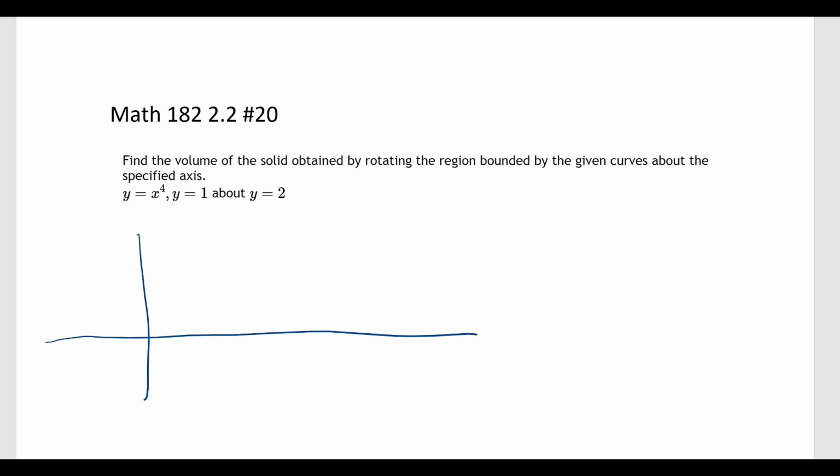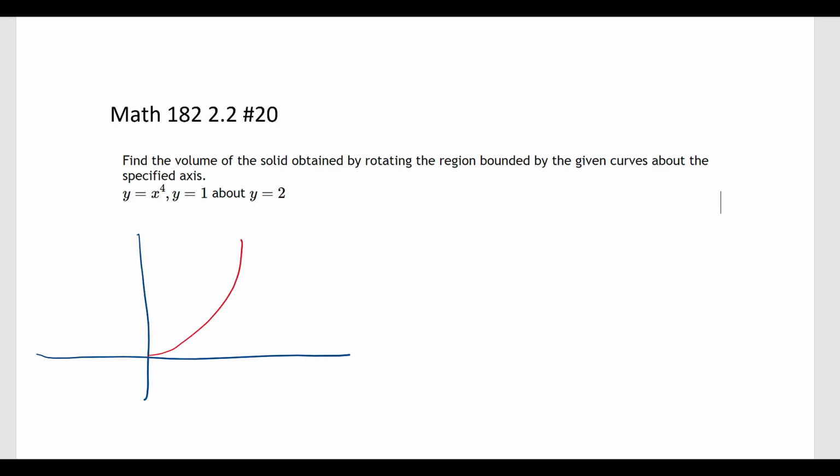And this is probably where I made my big mistake. Is the shape. Well, it's not probably. I went with the shape. So I have my x to the fourth. This is a curve like that. And then y equals 1. We'll call this 1 here. And then here's our y equals 2.